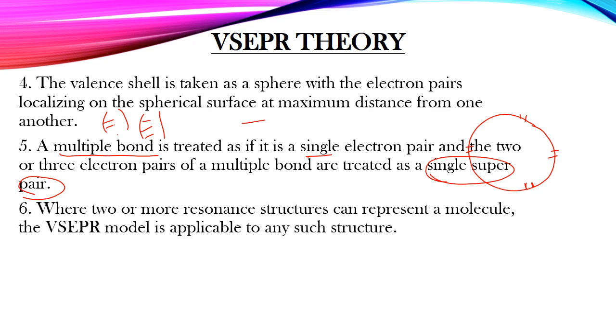If you have more than 2 resonance structures, or if a molecule can be represented in different canonical structures, VSEPR theory can be applied to any of the canonical structures.